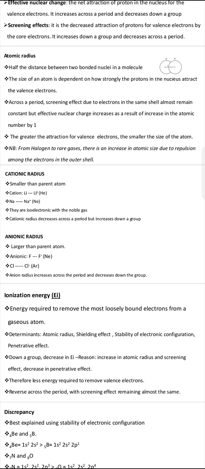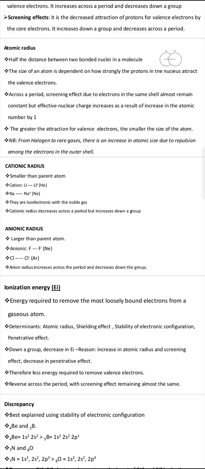So the size of an atom is dependent on how strongly the protons in the nucleus attract the valence electron. For the various elements, the atomic radius will help us to know how small or big an atom is. This can be determined by how strongly protons in the nucleus attract the valence electron. So you can see that for all the elements, when you have few electrons and more protons, the atomic size will be smaller.